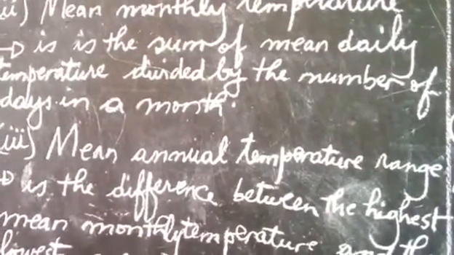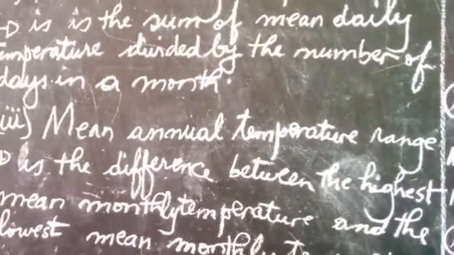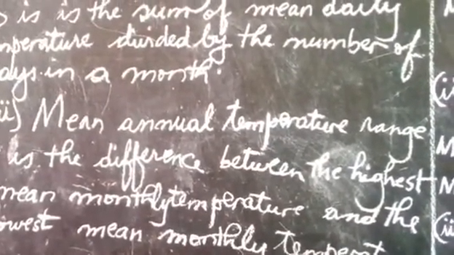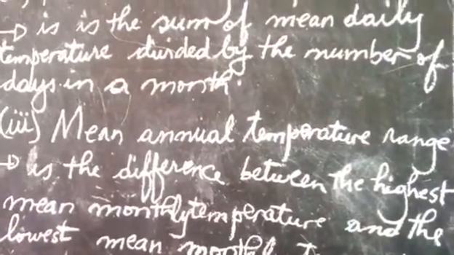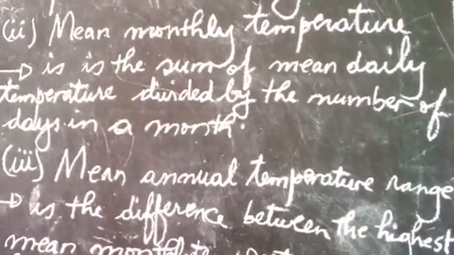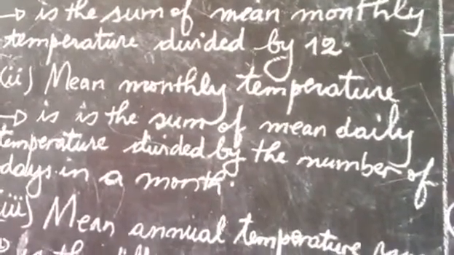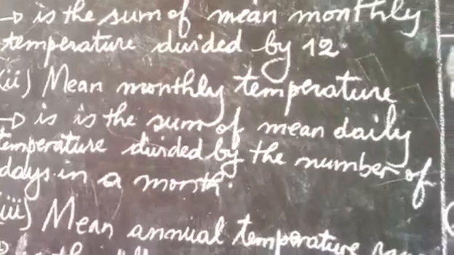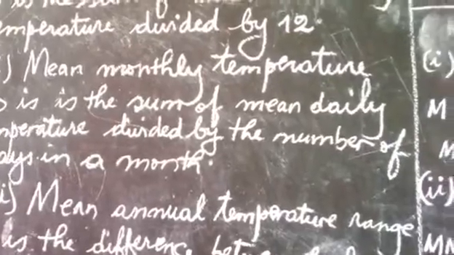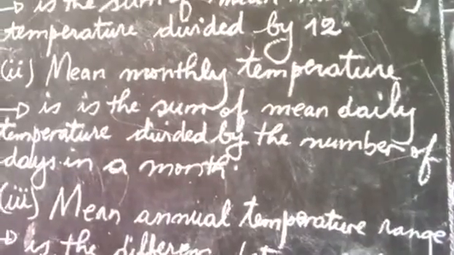Let's look at mean annual temperature range. Mean annual temperature range is the difference between the highest mean monthly temperature and the lowest mean monthly temperature. Meaning that if they give you a table showing the temperature of different months of the year, you will see which month experienced the highest temperature and which experienced the lowest. You find the difference between the two months, that of the highest temperature minus that of the lowest temperature.